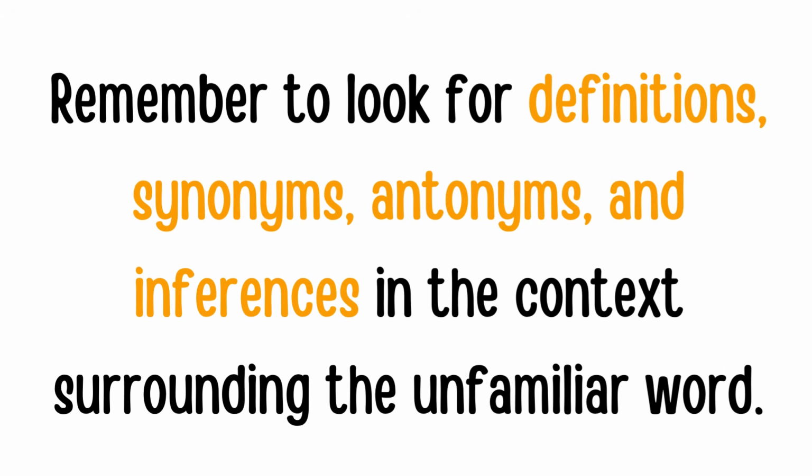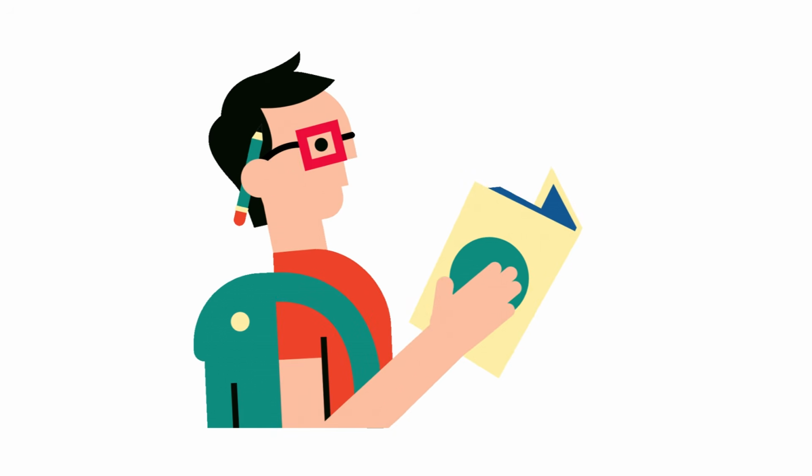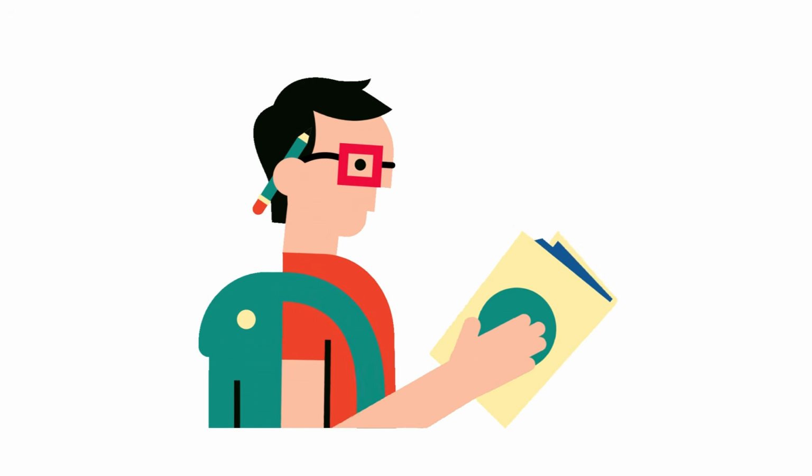So that's it. Now you know what context clues are and how to use them to figure out the meaning of unfamiliar words when you're reading. Remember to look for definitions, synonyms, antonyms, and inferences in the context surrounding the unfamiliar word. By doing so, you'll be able to improve your reading comprehension and understand what you're reading more effectively.